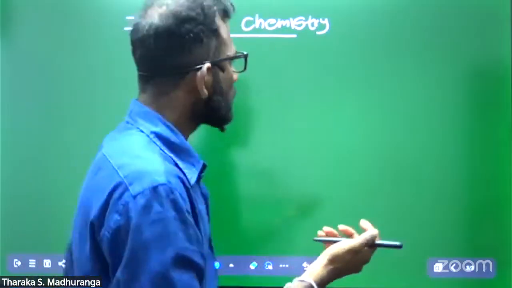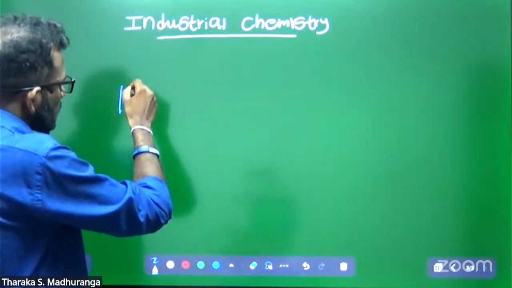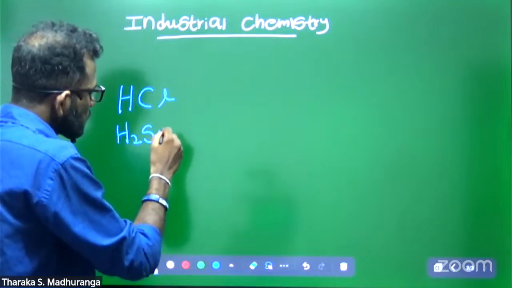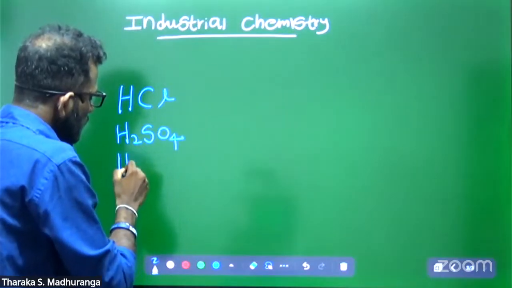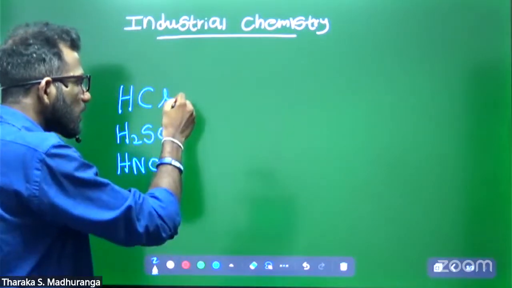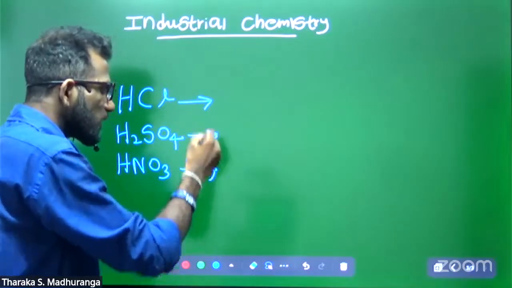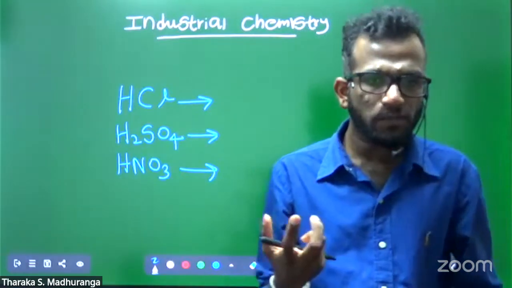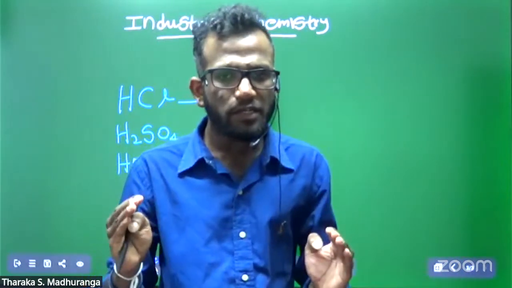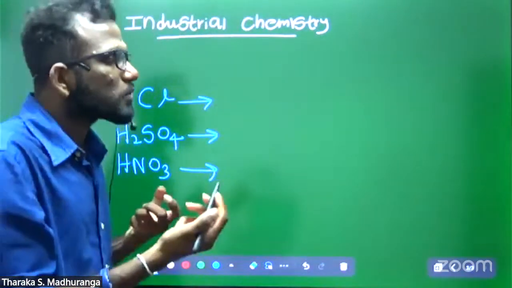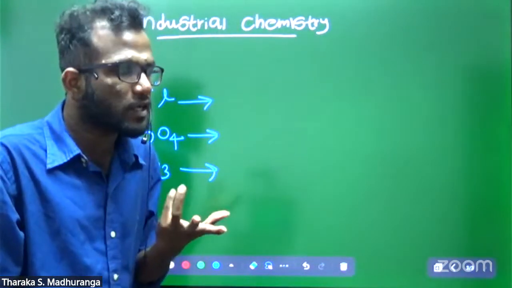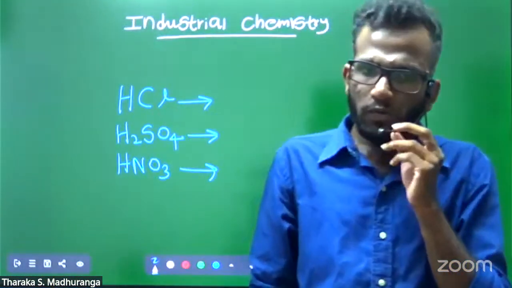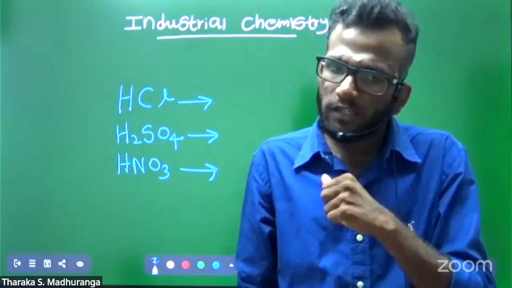For example, if we produce HCl, H2SO4, HNO3, they are very important acids required for different production processes. The problem in the Sri Lankan condition is that we don't have any acid production companies. An acid production industry doesn't exist anywhere in Sri Lanka. Therefore, for fertilizer productions and other things, we will discuss one by one in this lesson.